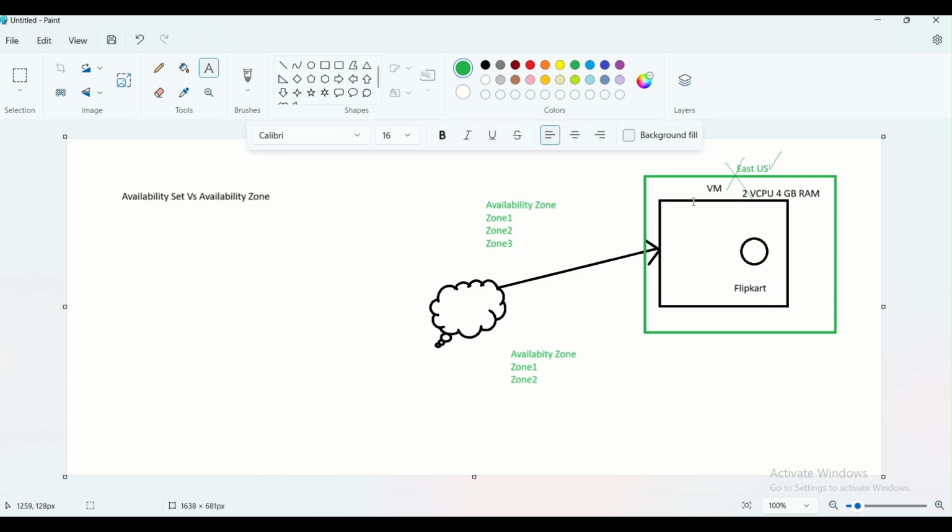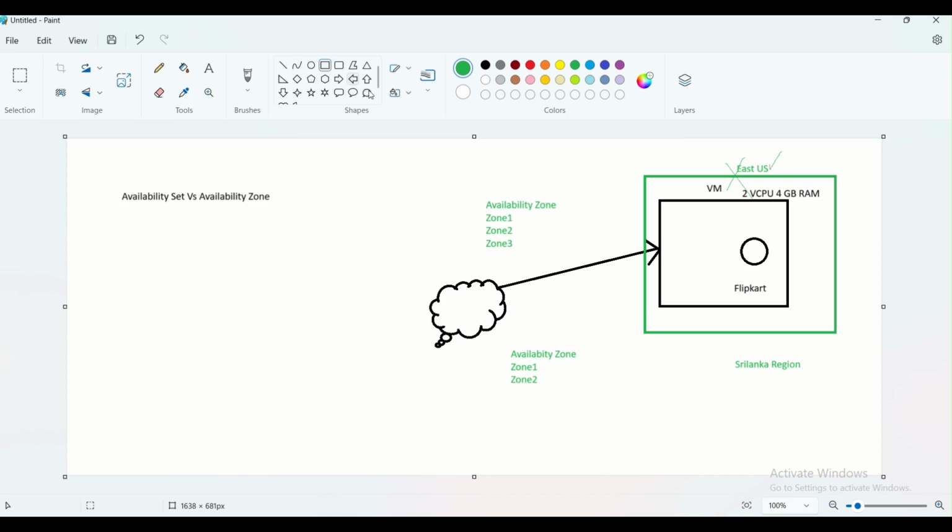Now, for example, I want to host my application in the Sri Lanka region only. I decided to host my applications in the Sri Lanka region only. That is my requirement, and I want to utilize this data center, this region only. But somehow this Sri Lanka region doesn't have an availability zone option.